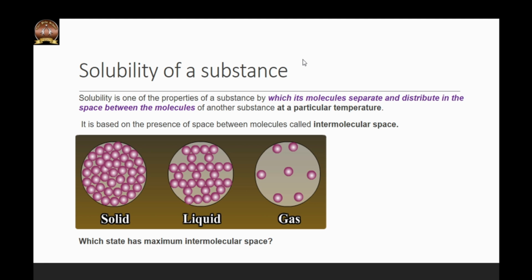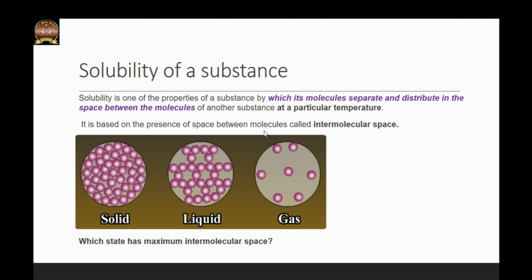Now let's learn more about the property of solubility of a substance. Solubility must be something that you are already familiar with in your daily life. Solubility is one of the properties of a substance by which its molecules separate and distribute in the space between the molecules of another substance, and all of this happens at a particular temperature.